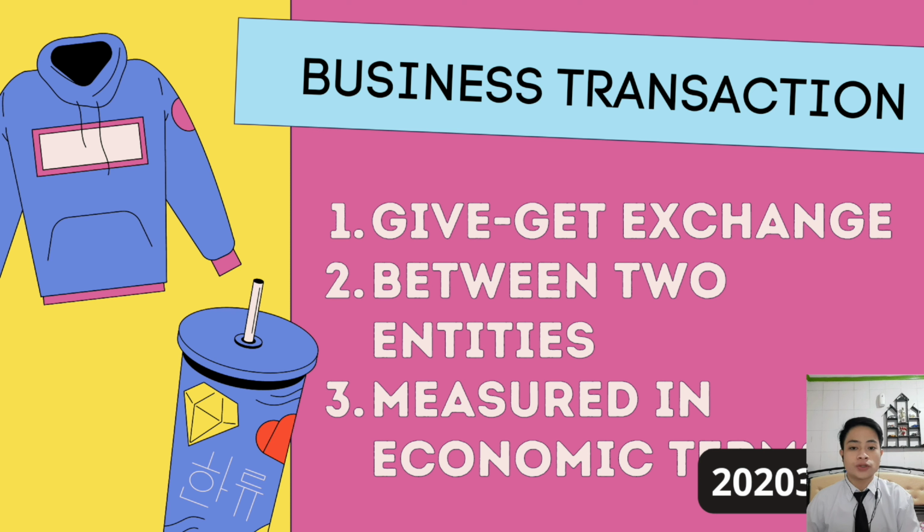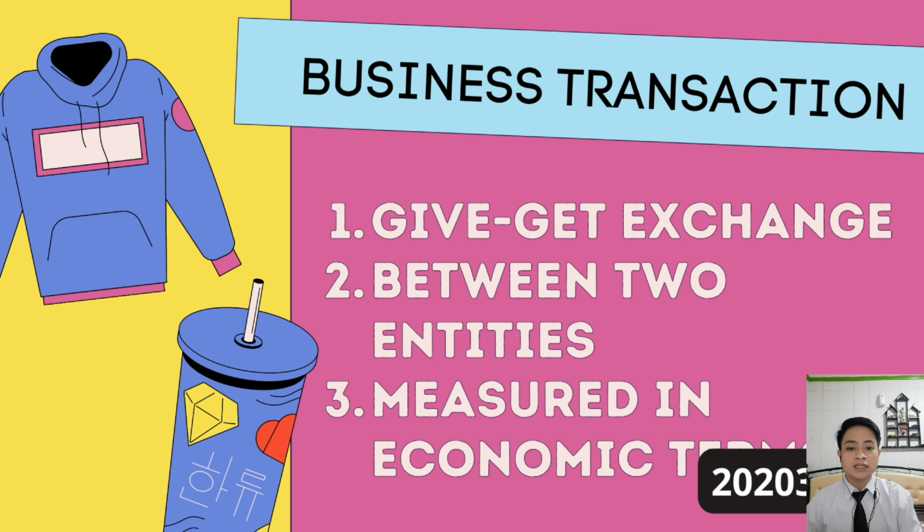2. Between two entities. According to Romney and Steinbart, a sale transaction is an agreement between two entities in which goods and services are sold for cash or a promise in the future to receive cash, which means that a sales transaction is an agreement between two entities in which goods and services are sold with cash or a future promise to receive cash.